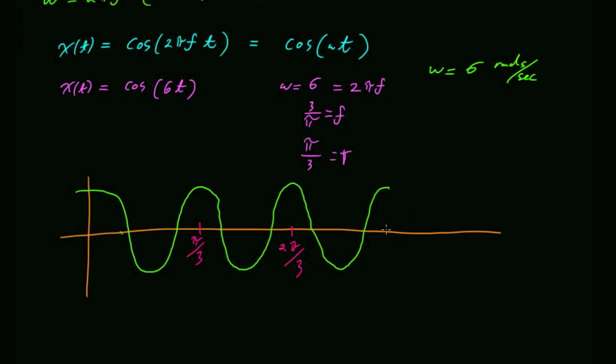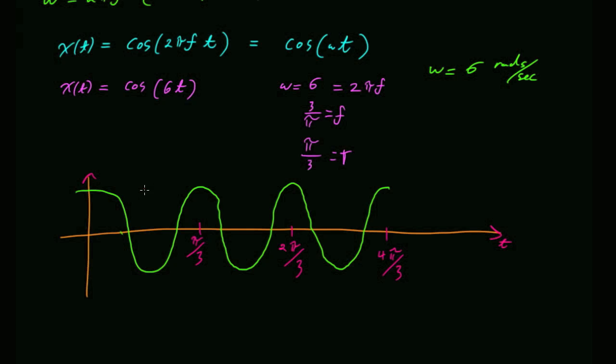Right, I still need to know either the frequency in hertz or the period in seconds. So a natural first step would be to convert that to hertz. How do I do that? I remember the expression that omega, which equals 6 in this case, also has to equal 2 pi f. So I can solve for f.